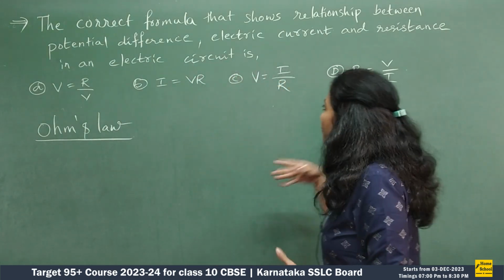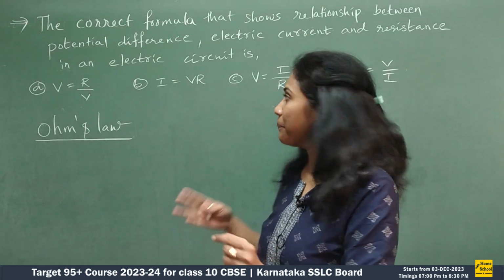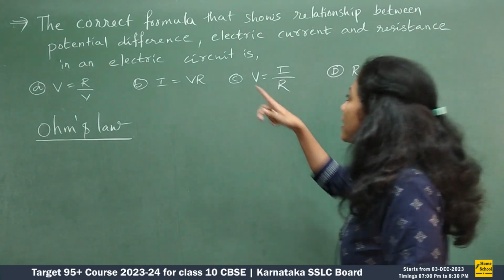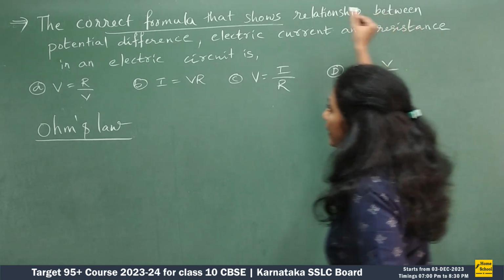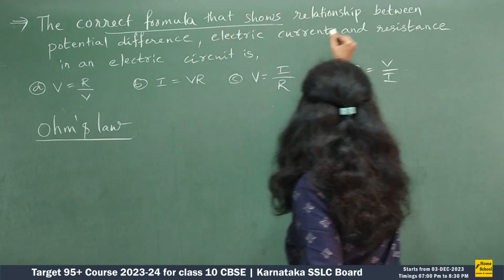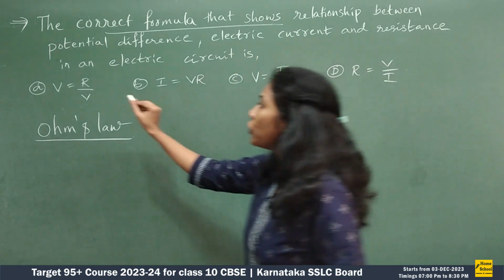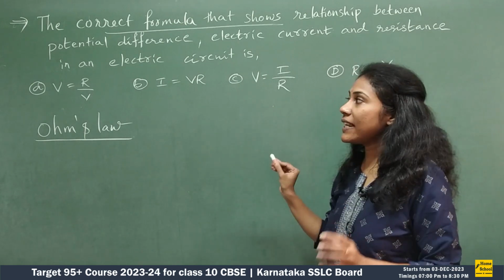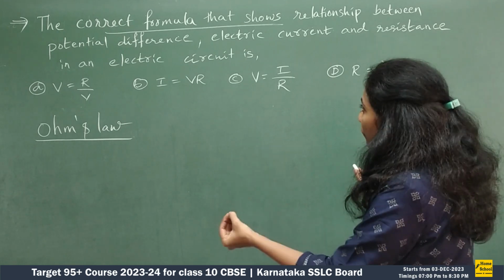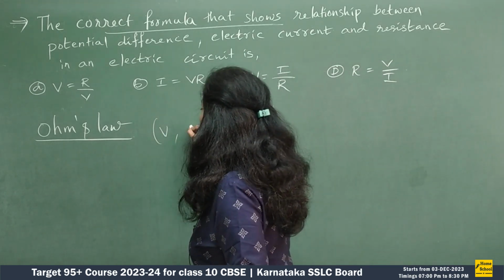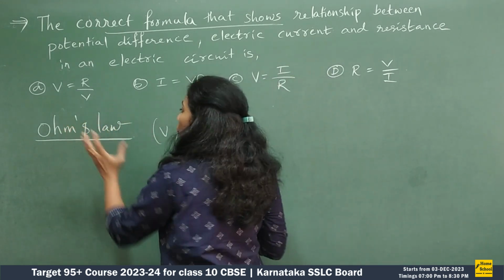Look at this question, very famous question for both Karnataka State Board and CBSE. Let me read out the question first. The correct formula that shows relationship between potential difference, electric current and resistance in an electric circuit is, four options are given. So you have to select the correct formula between potential difference V, current I and resistance R. The relationship is based on Ohm's law.